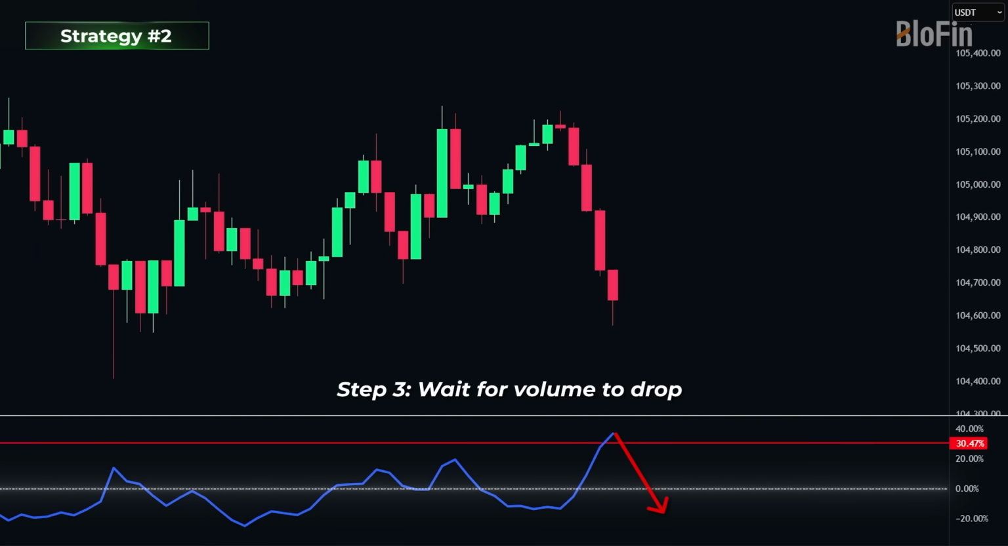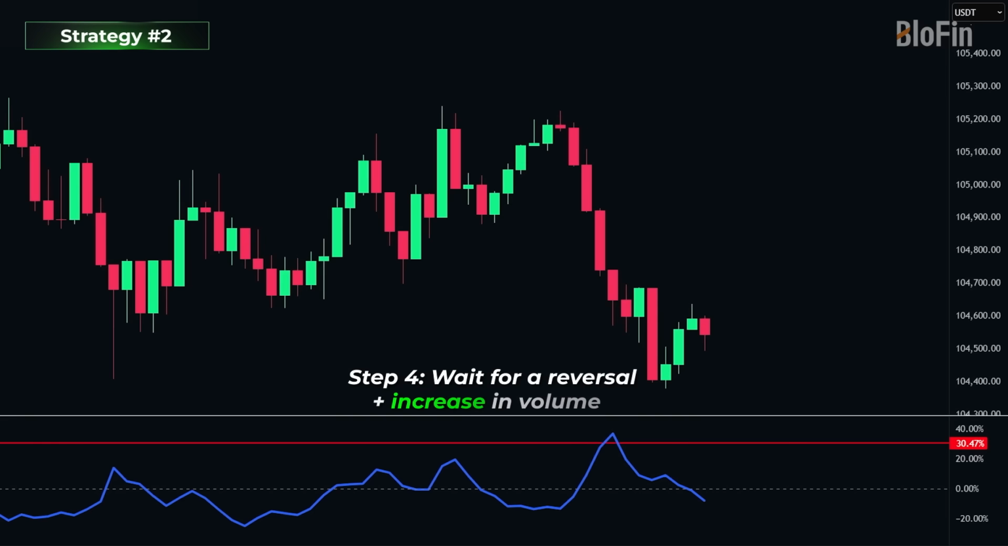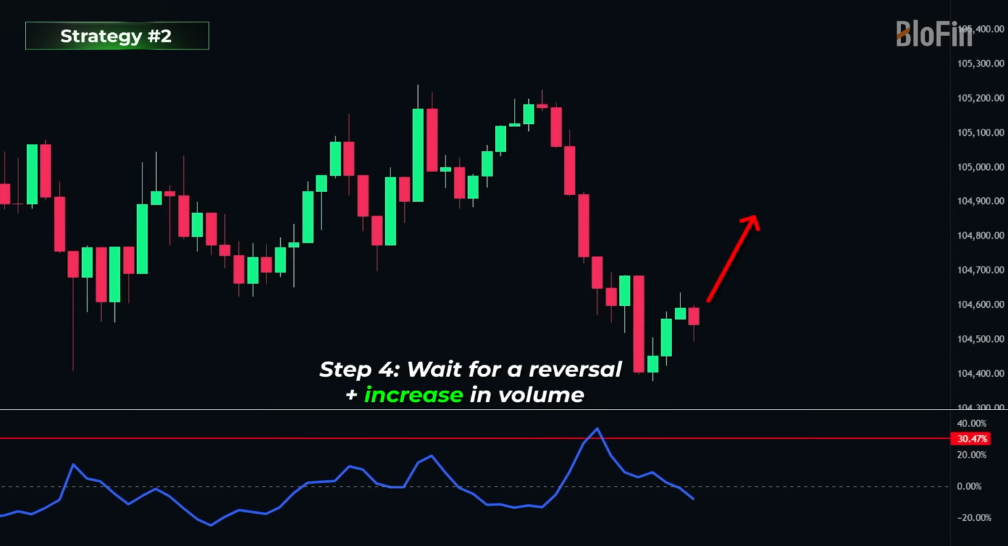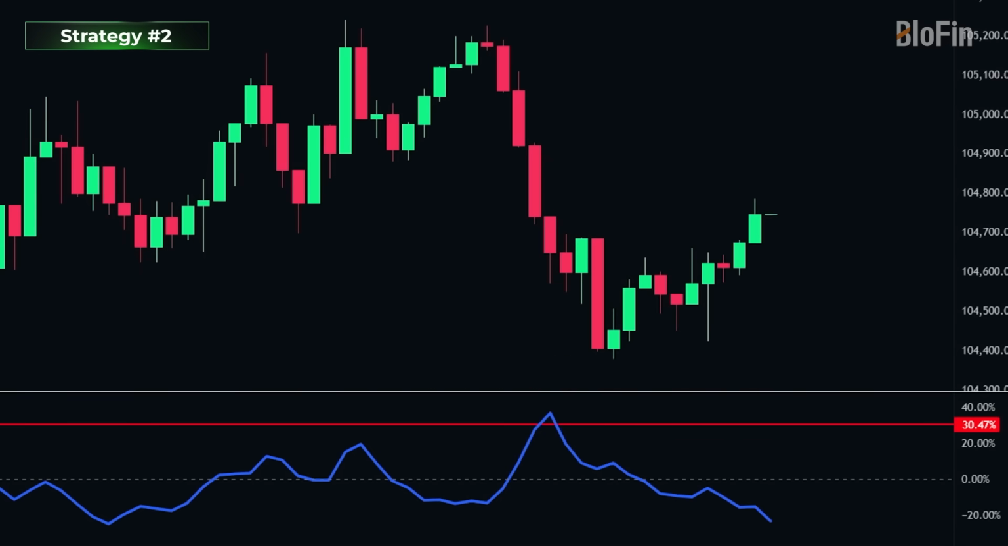Wait for the volume to drop below the middle line. This confirms to us that the downtrend is losing strength and that a reversal is likely coming soon. Step 4. We want to wait for price to start forming a reversal while the volume crosses back above the middle line. The logic for this is simple. We want to confirm that the reversal is actually backed by rising volume, because if that potential uptrend isn't supported by increased volume, it means the move is weak and most likely won't last.